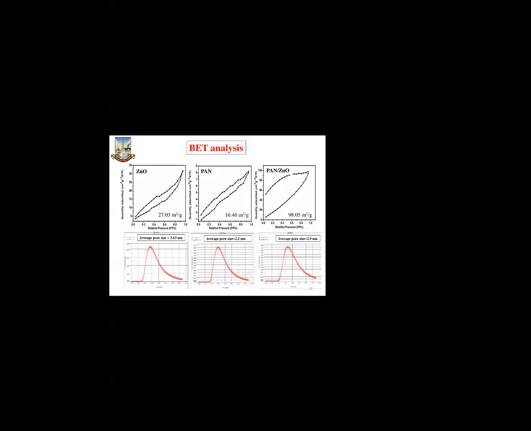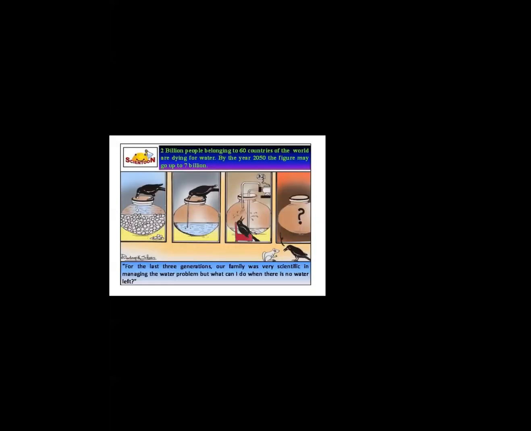Now we are here. So in the third case, the crow is not thinking of sitting over the edges of that particular container. He sits directly near the container and uses the water to lift it from the container. But if there is no water in the container, in what way will he take the water? For the last 3 generations, our family was very scientific in managing the water problem. But what can I do when there is no water left? That is the big question.